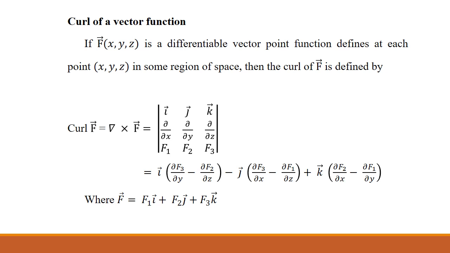Then the third row, the vector valued function f vector equal to f1 i vector plus f2 j vector plus f3 k vector. The coefficient of i vector is f1, the coefficient of j vector is f2, and the coefficient of k vector is f3. Curl f vector is defined as del cross f vector, that is equal to the determinant i vector, j vector, k vector, then dou by dou x, dou by dou y, dou by dou z, then f1, f2, f3. Then to evaluate we get vector i into, then minus vector j into, plus vector k into, where f vector equal to f1 i vector plus f2 j vector plus f3 k vector.